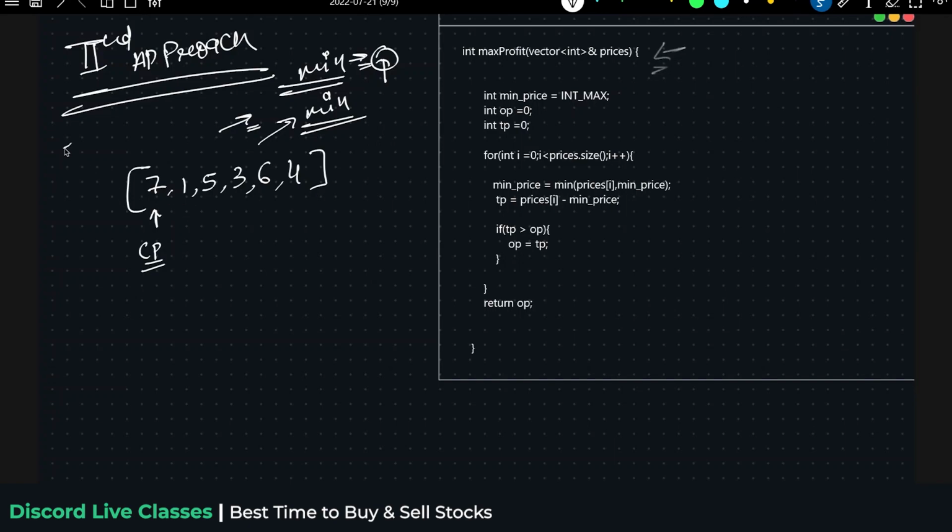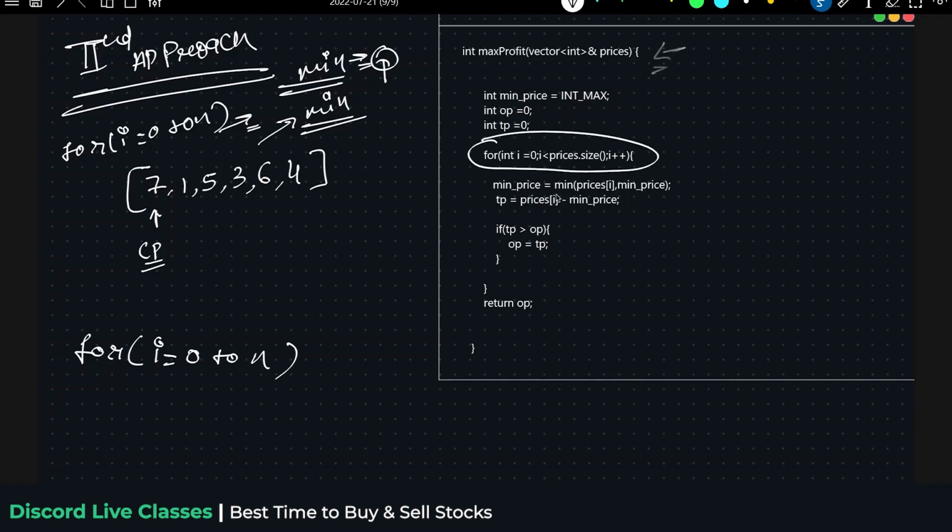So what we will be doing is implementing one iteration from i equals 0 to n. Let me write it here, 0 to n. So I am using one loop, i equals 0 to prices.size(), i plus plus.